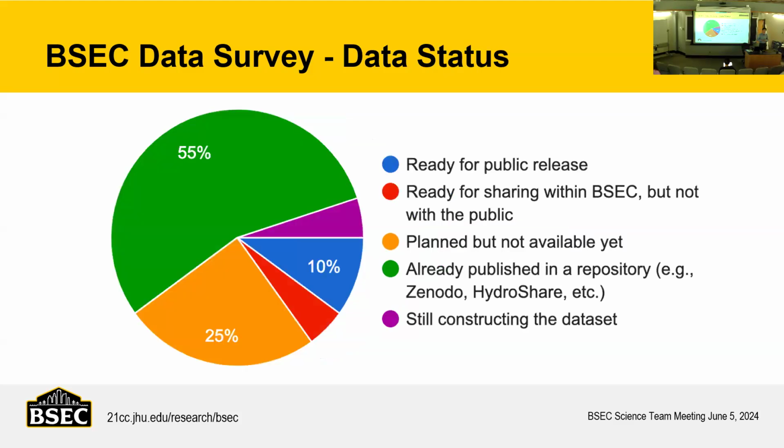This is the status of the data products. You see in this chart that a lot of what we got through the survey, many of the data products are already available through other repositories, like HydroShare, EDI, the Environmental Data Initiative repository, and Zenodo. We want to know about those data products. They pre-existed even before BSEC. They may not be funded by BSEC, but they play a very important role in supporting BSEC's research and applications.